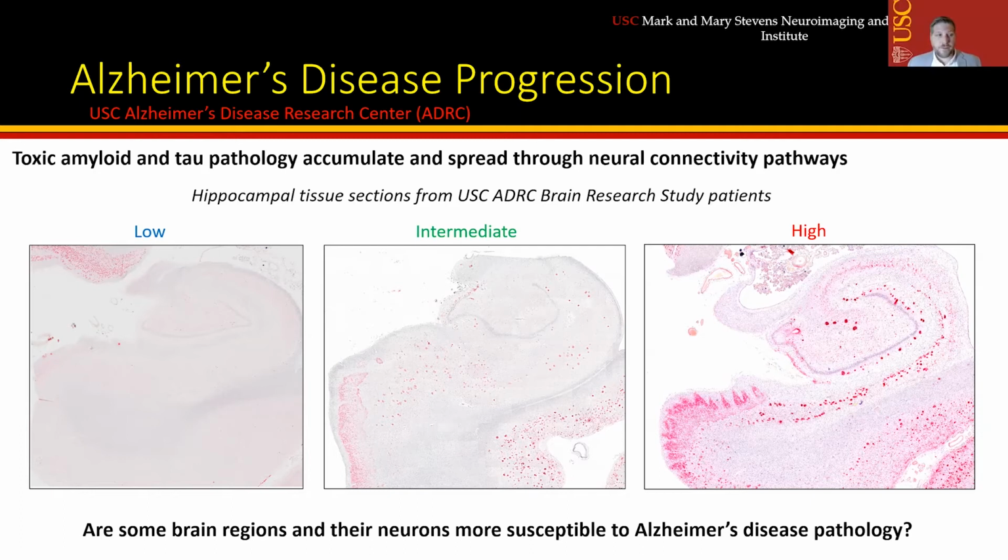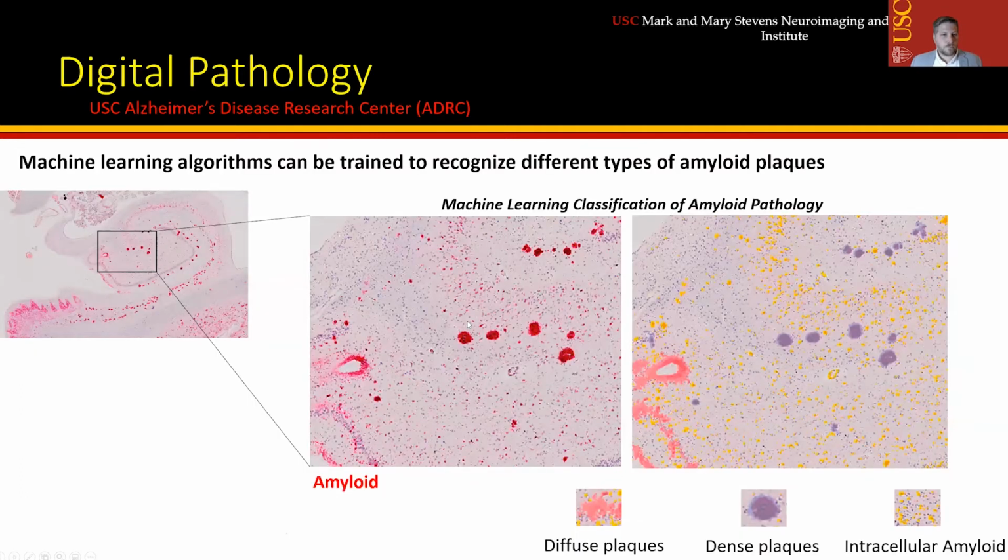So the goal of my research is to map and characterize the distribution of different types of amyloid and tau pathology across different parts of the hippocampus and identify regions with neurons which are susceptible to the disease. As part of the pilot project with the USC ADRC, our lab is digitizing and archiving the ADRC patient tissue sections and developing new machine learning algorithms to rapidly quantify and characterize the Alzheimer's disease pathology within the hippocampus.